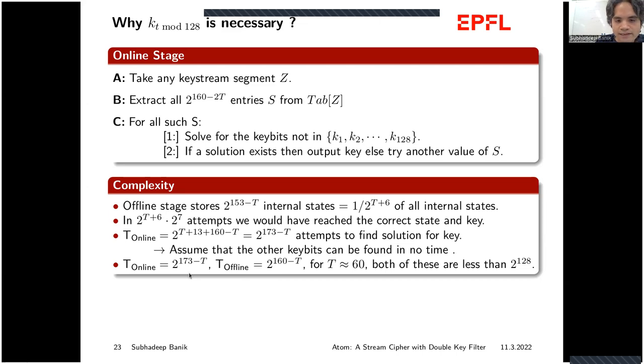And given the offline complexity is 2 to the power 160 minus T, for a value of T around 60, both of these complexities are less than 2 to the power 128, the complexity of exhaustive search. So this is why this additional K_T mod 128 filter is necessary. When we have the K_T mod 128 filter, this ensures that any function that maps the state to any T keystream bits cannot be formulated with less than capital T secret key bits. And so this attack is automatically prevented.